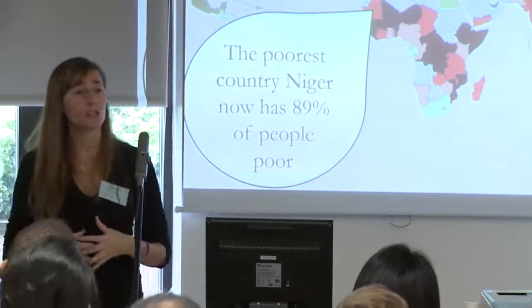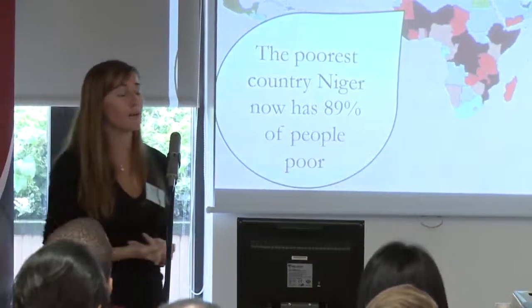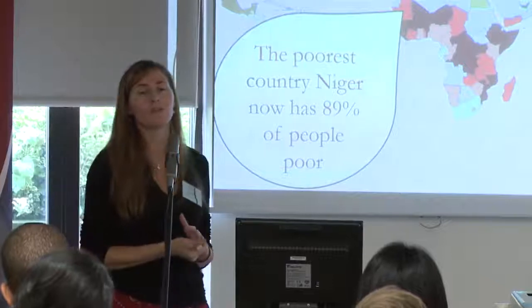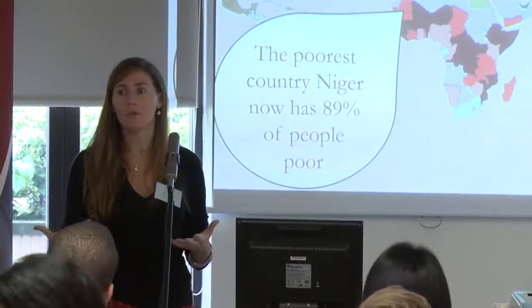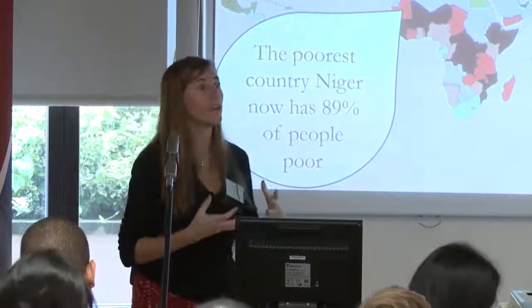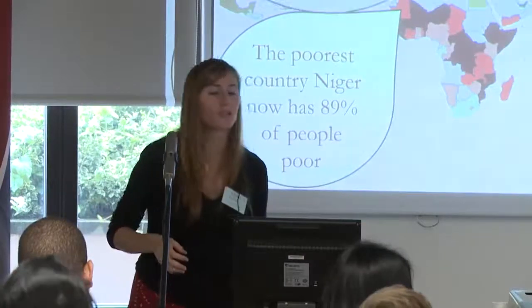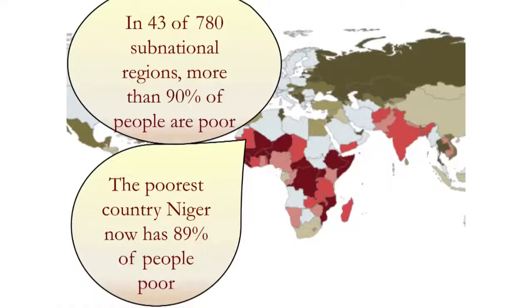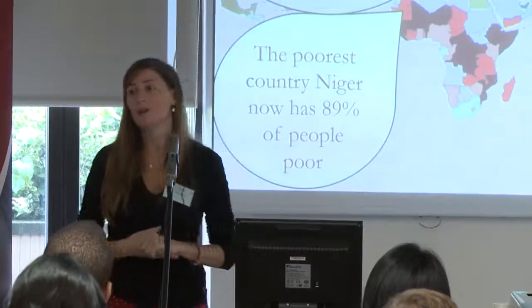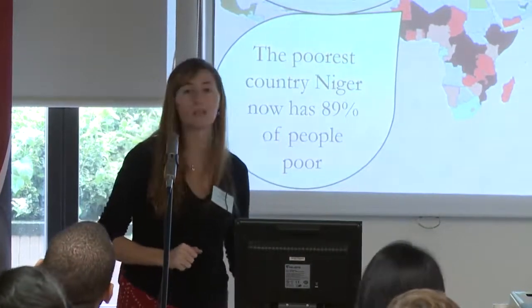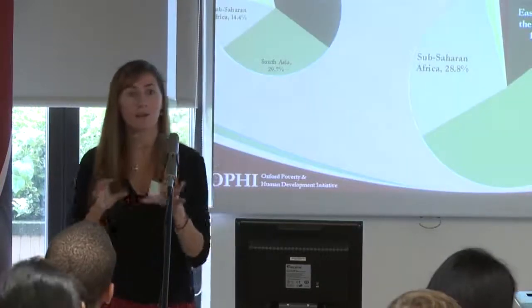Niger was updated this year using the DHS 2012, and unfortunately it's still the country with the highest proportion of MPI poor. It has 89% of its population that are suffering deprivation in 33% or more of the indicators. But we have now no country that has an incidence above 90%. However, we still find that for 43 of these 780 subnational regions, they actually have over 90% of the population in multidimensional poverty. So it's still incredibly high in some parts of the world.